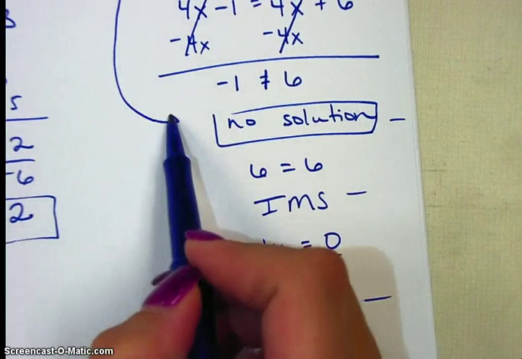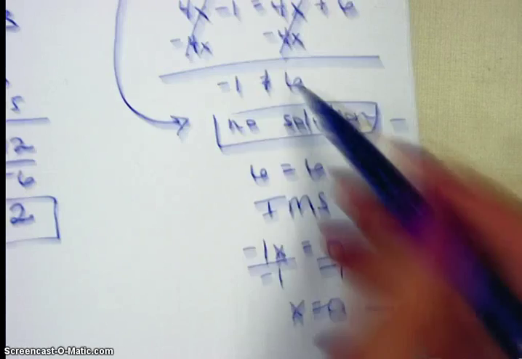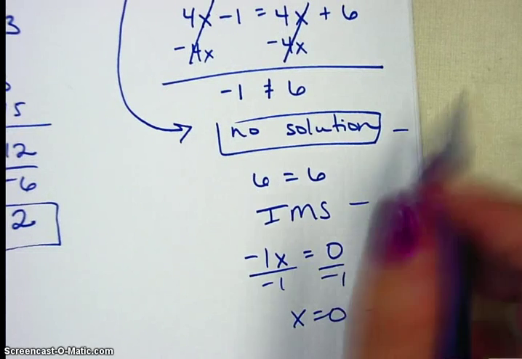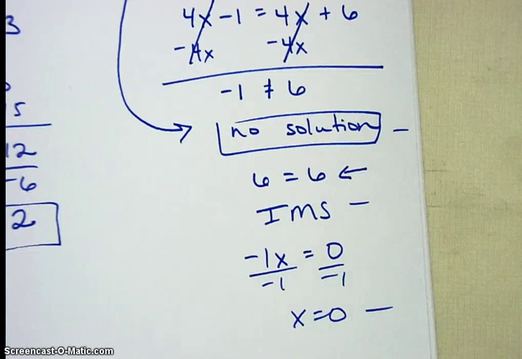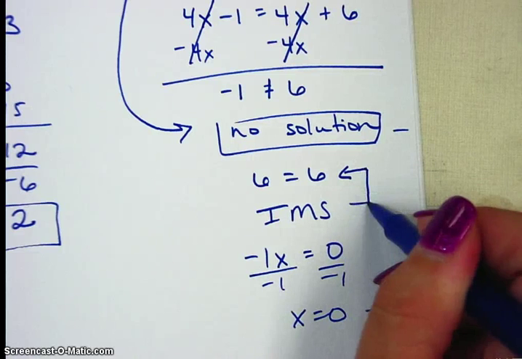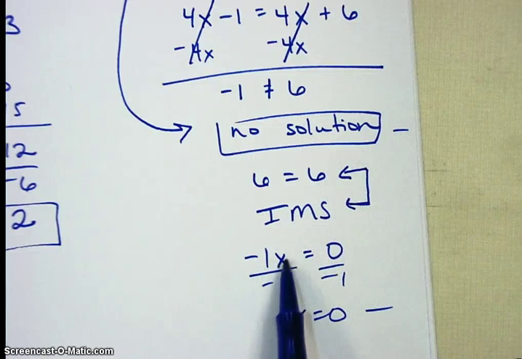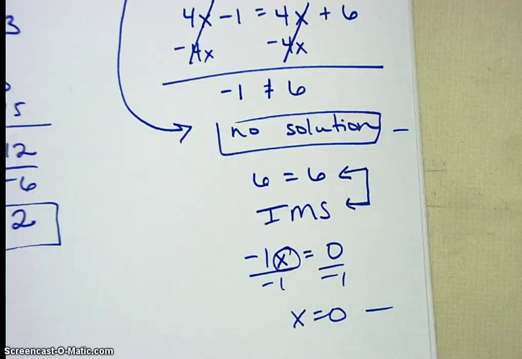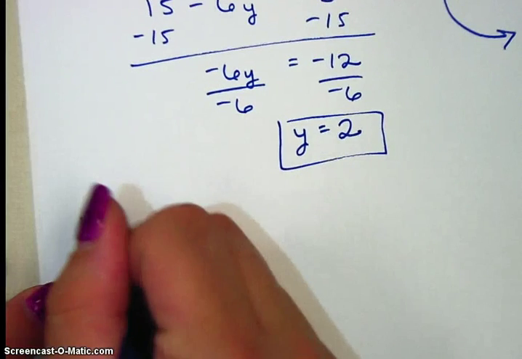Number 10's answer is no solution because negative 1 does not equal 6. If it had been true, like 6 equals 6, it would have been infinitely many solutions. If there's ever a variable left, you have an answer. X can be 0. Right, number 11.